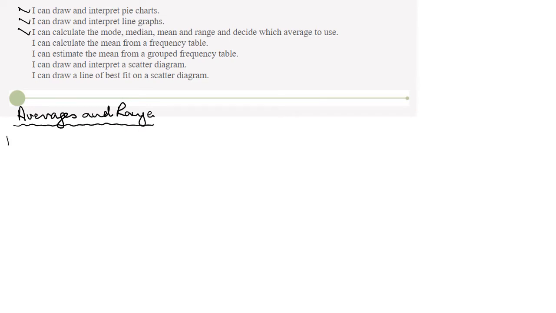So averages. So we've got a mode. It's the value that occurs the most, the value that comes up the most.